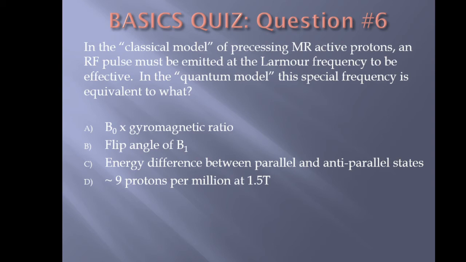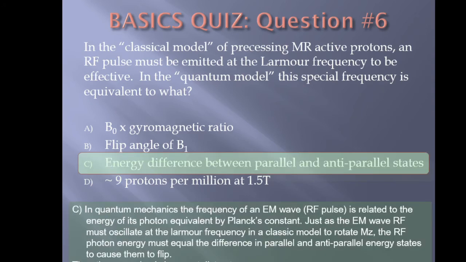Okay, so in the classical model, remember that's the spinning top model, an RF pulse must be emitted at the Larmor frequency to be effective. In the quantum model, that's the flipping back and forth model, the spatial frequency is equivalent to what? B0 times the gyromagnetic ratio, the flip angle of B1, the energy difference between the parallel and antiparallel states, or about 9 protons per million at 1 point. C, very good, yeah. So we talked about this before. The energy difference is basically the same thing as sending out an RF pulse at the same frequency.